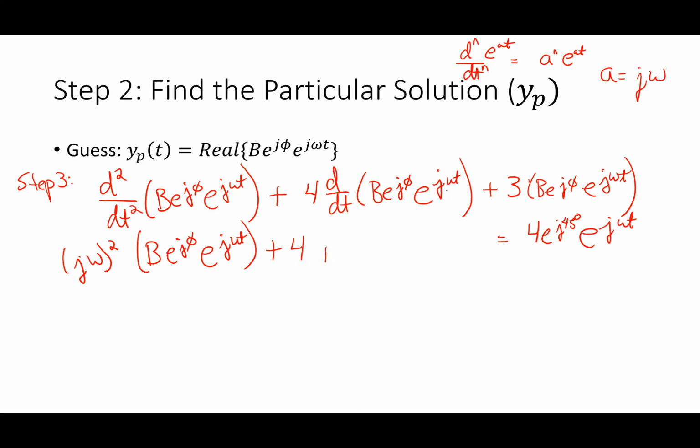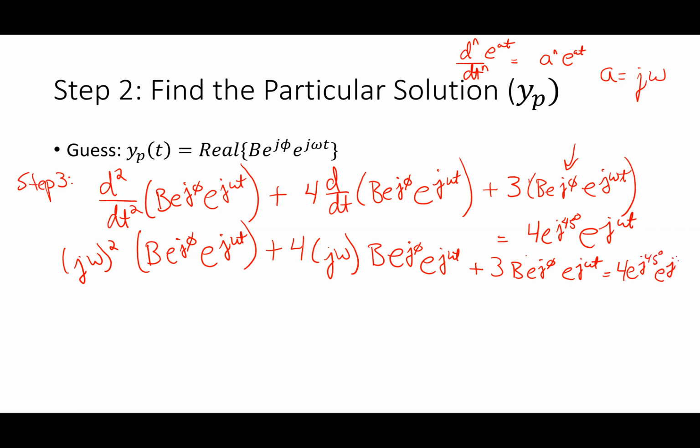in this case, I've got a first derivative, so the j omega comes down. So I get j omega times b e to the j phi e to the j omega t, plus this term here, there's no derivative, so I just have 3 times b e to the j phi e to the j omega t. All this is equal to 4 e to the j 45 degrees times e to the j omega t. And remember, although I haven't written it here, omega is a number. Omega is given to us, it's 10.